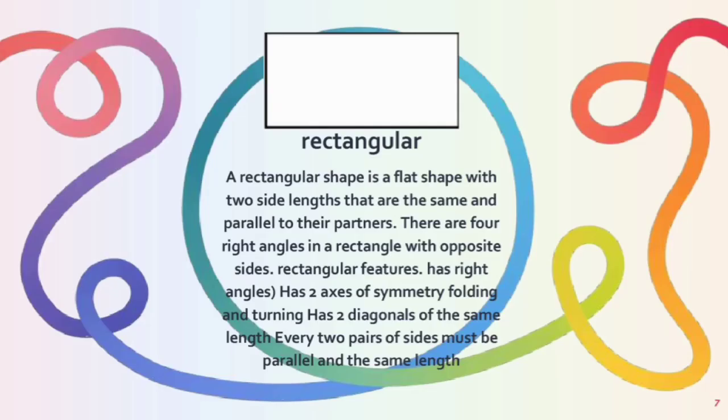Rectangle. A rectangular shape is a flat shape with two side lengths that are the same and parallel to their partners. There are four right angles in a rectangle with opposite sides. Rectangle features: has right angles, has two axes of symmetry, folding and turning, has two diagonals of the same length. Every two pairs of sides must be parallel and the same length.